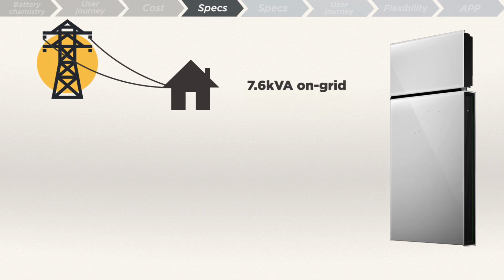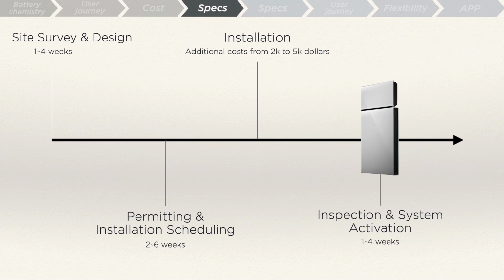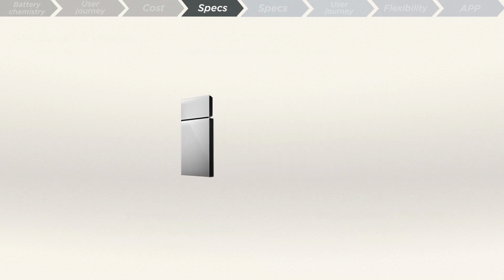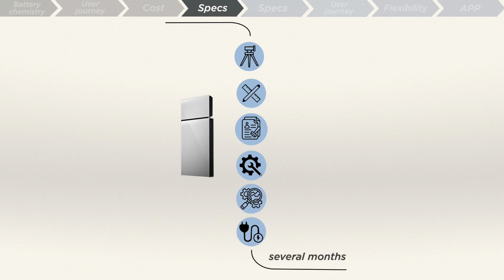That's an on-grid power of 7.6 kilowatts continuous with the sun, and a backup power of 9.6 kilowatts continuous with the sun. With 10 units, it can provide 50 kilowatts continuous and 70 kilowatts peak power. This step will add an additional 1 to 4 weeks to the timeline. To wrap up, from ordering to powering up, you're looking at a couple of months. You're patient, but is it worth the wait?